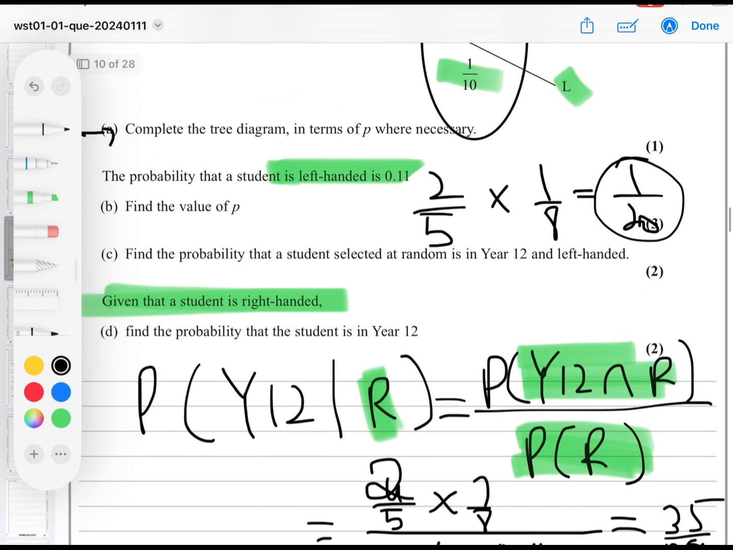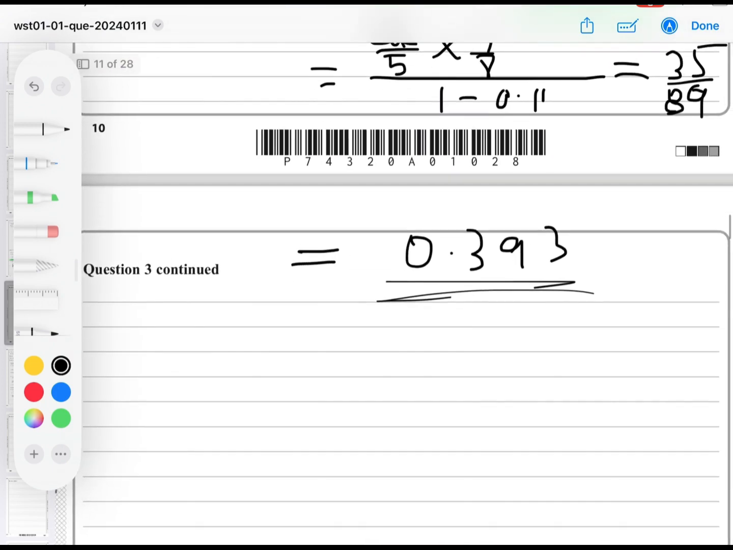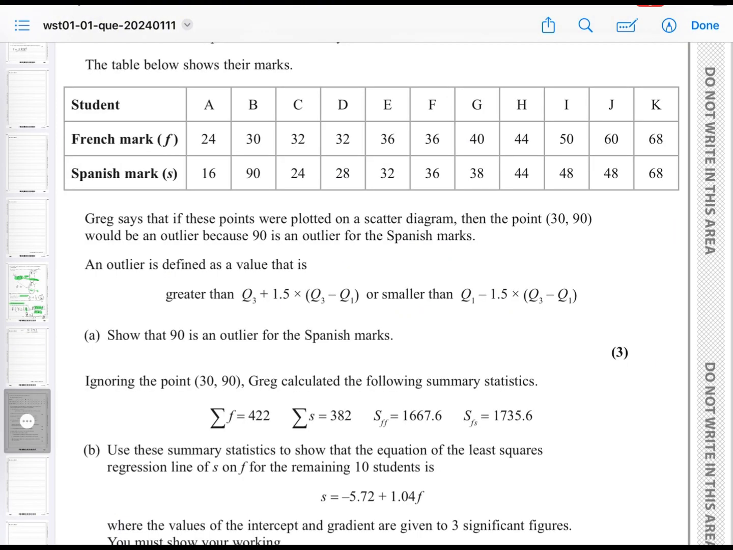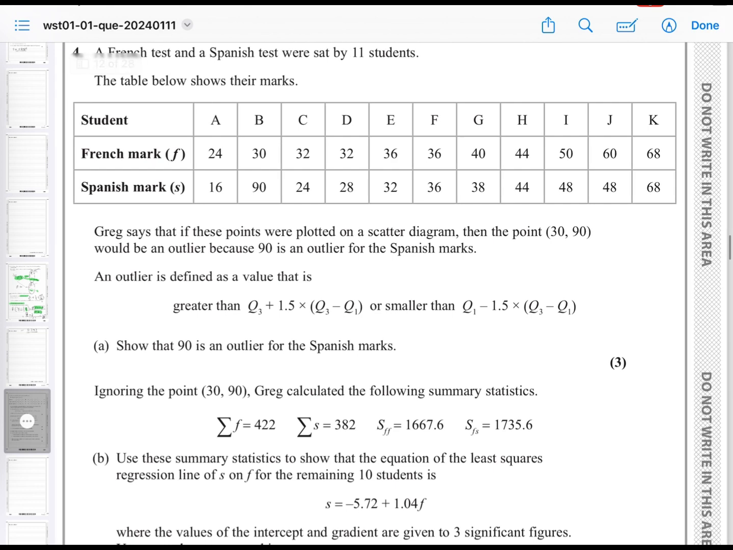Hope the concept is clear. So now we are done with the 3 questions. Now moving towards the next one. Okay, so now this is the fourth question. In this fourth question, they gave us the marks, the frequency, the French marks and Spanish marks.